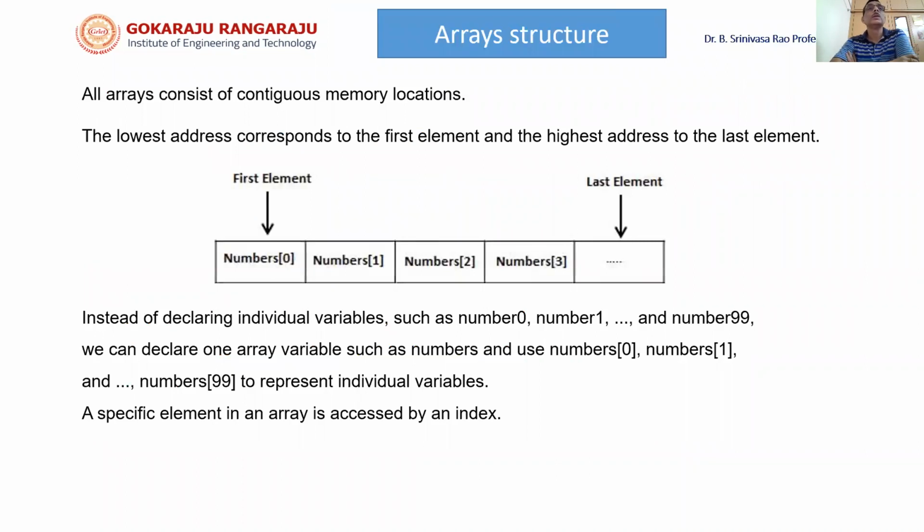Now, this is the way how we can visualize an array structure. The lowest address corresponds to the first element and the highest address to the last element in an array of contiguous memory locations. Numbers 0, 1, 2, etc. are the elements of the array, and each block has some address and all are represented by an index.